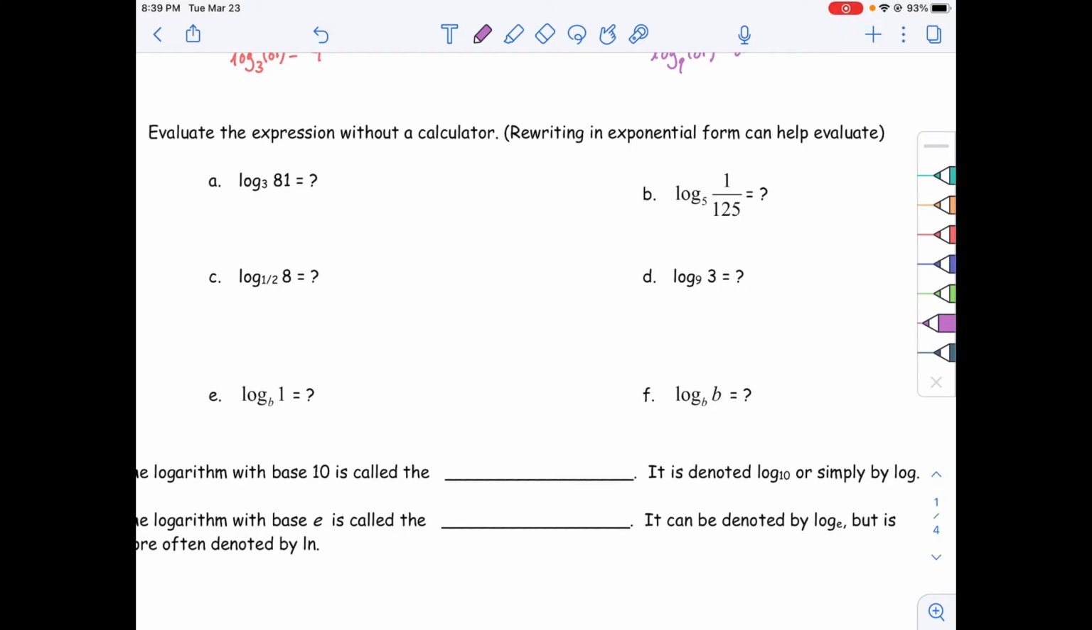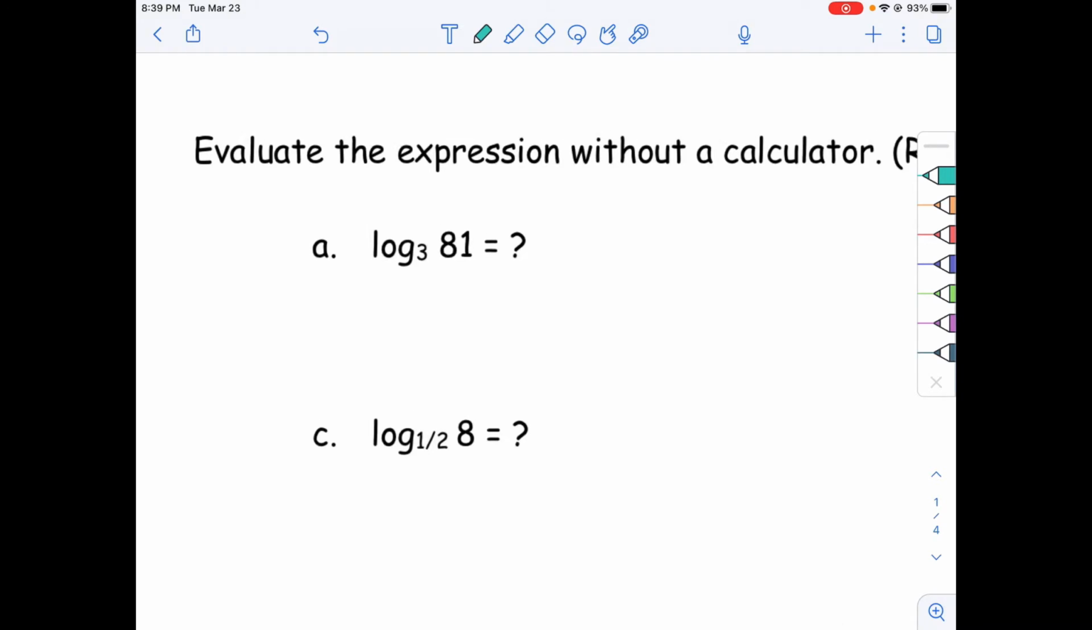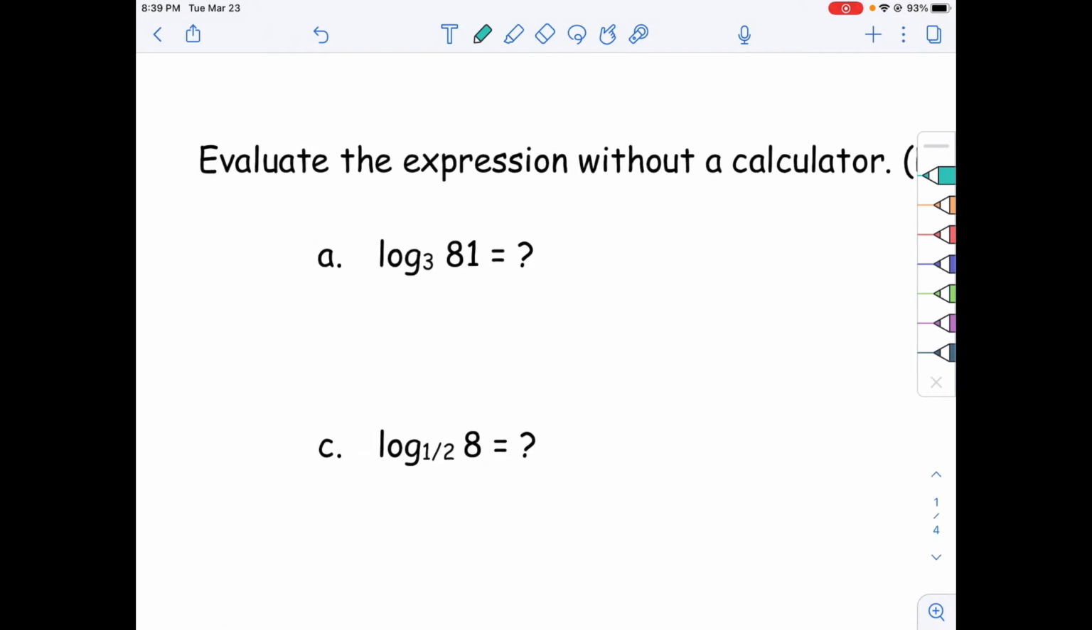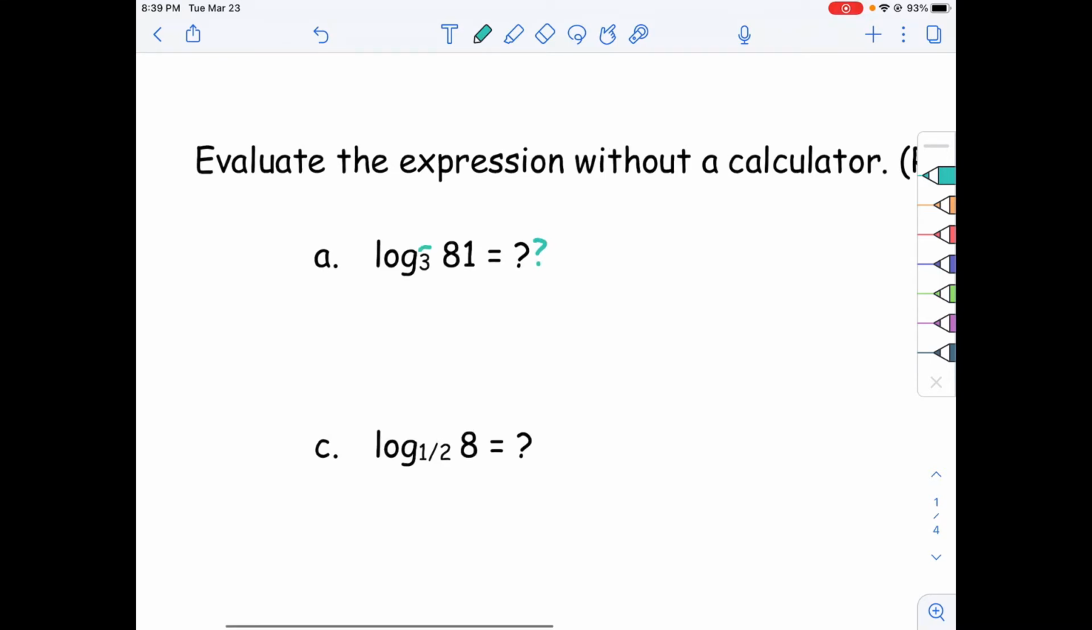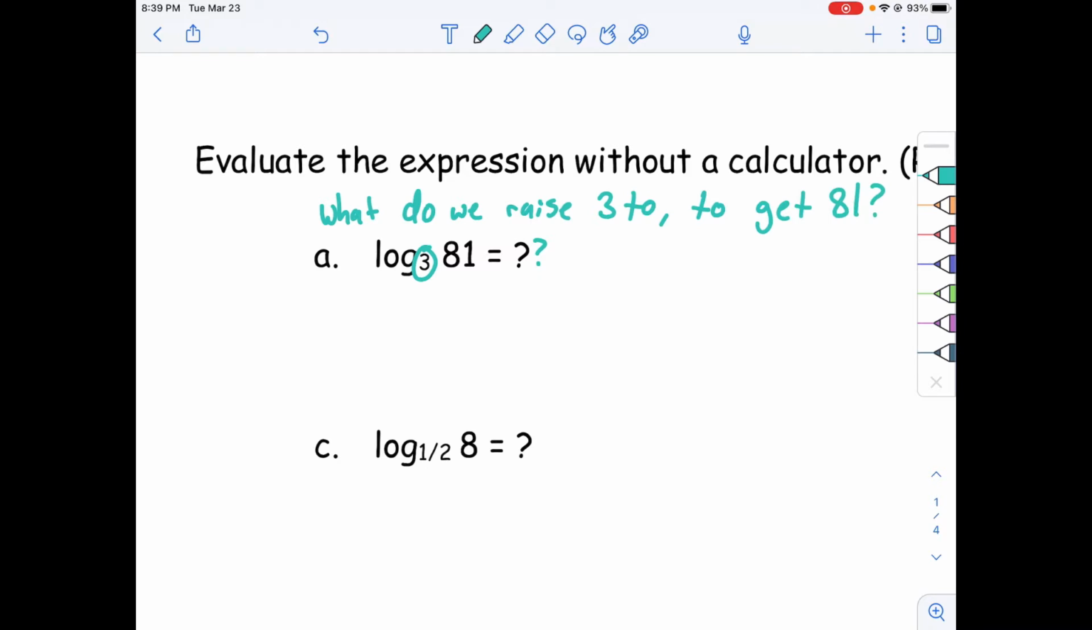Okay, it says evaluate the expression without a calculator. Rewriting in exponential form can help you evaluate. Whenever you're looking at a log problem for the first time, it's saying what is this value equal to? You need to ask yourself, this is the base of the exponent. So the question is, what do we raise 3 to get 81? That's the question we have to answer.